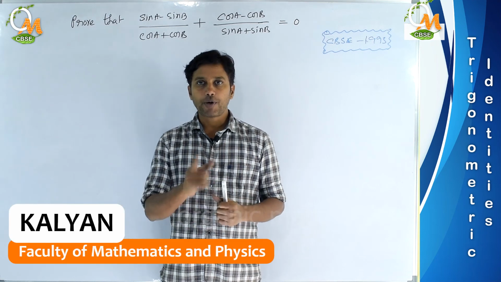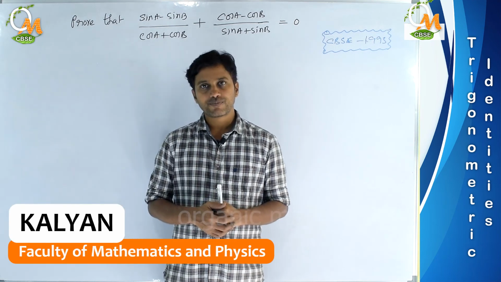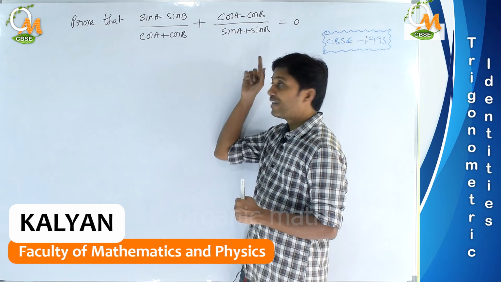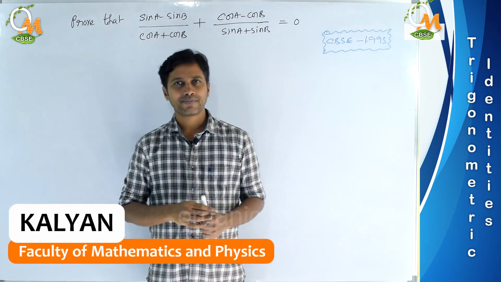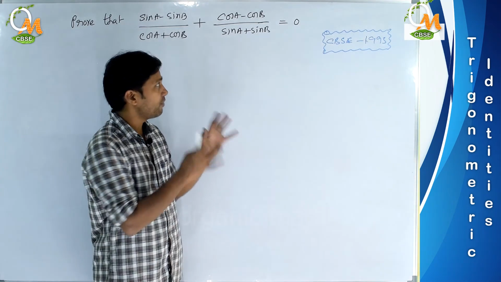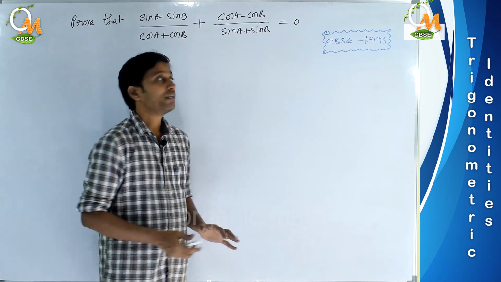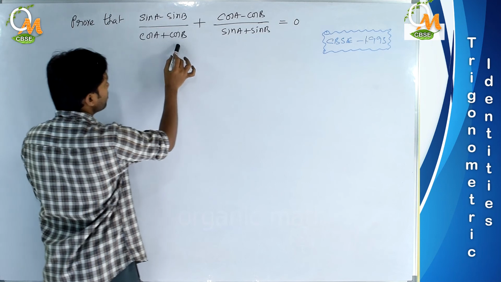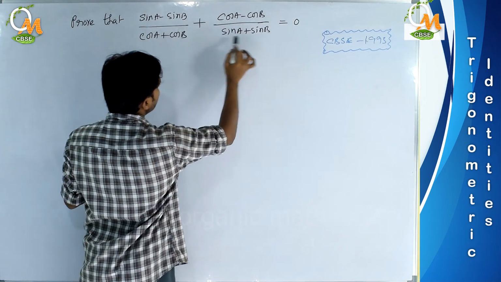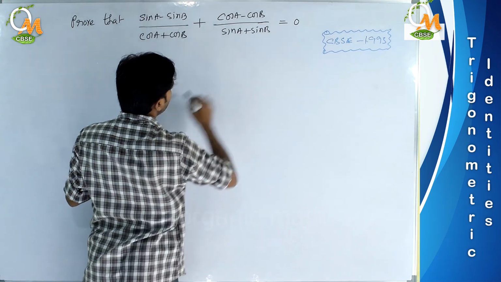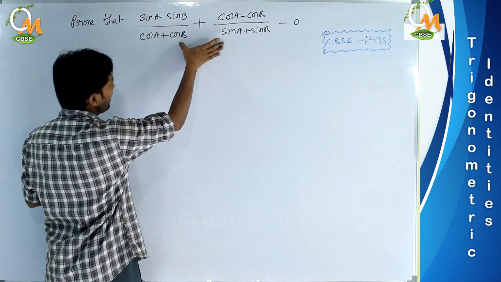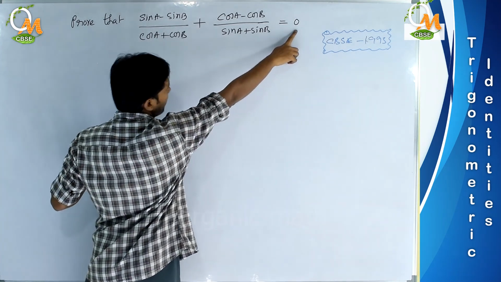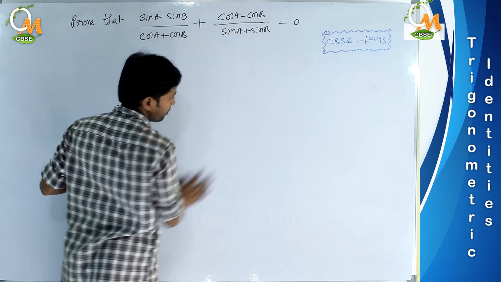So let's do one more problem on trigonometric identities. This problem looks very lengthy, but it is very easy. It's a dummy one, and we can solve it very simply. We need to prove that (sin A minus sin B) by (cos A plus cos B) plus (cos A minus cos B) by (sin A plus sin B) equals 0. As usual, we'll take the LHS and we need to get the RHS part, which is 0.